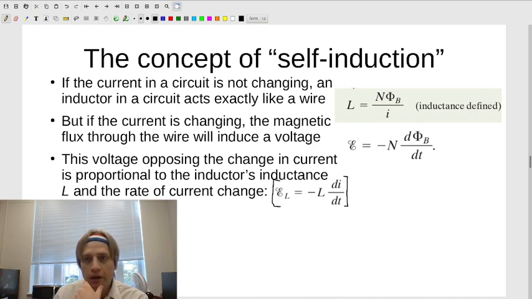Okay, so if I define my inductance this way, I can redefine my flux in terms of the inductance. Just rewriting this rule, phi B, this would be the magnetic flux. Magnetic flux equals L times I divided by N. And then if I take the change, how is that magnetic flux changing in time?